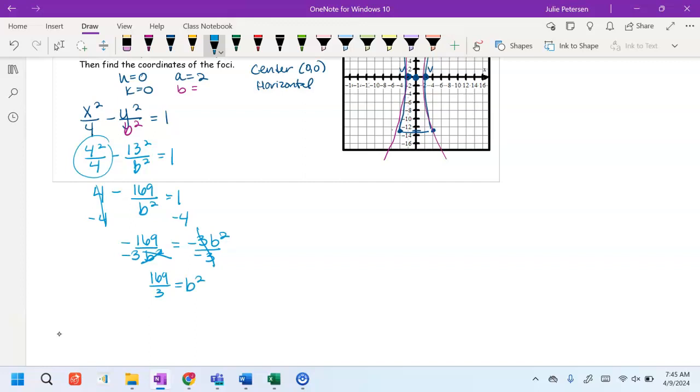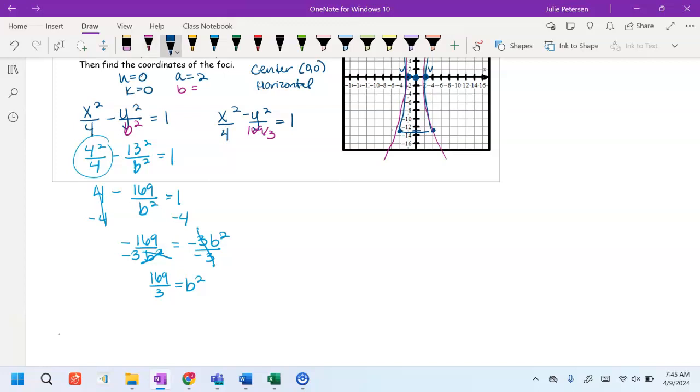Now remember, that's all I needed to find in order to write my equation. So I'm going to go back and plug it in. X squared over 4 minus y squared over b squared. Now I just leave those x's and y's alone. I just used them to find the b value. And then this is 4. And then your b value is this messy fraction, but it's okay. 169 over 3.